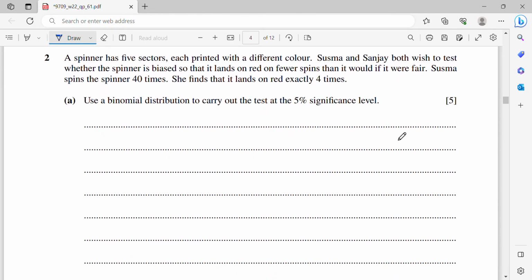Now question 2. A spinner has 5 sectors, each printed with a different color. Susma and Sanjay both wish to test whether the spinner is biased so that it lands on red on fewer spins than it would if it were fair. So when it is biased, it means that the spinner will land on the red section on fewer spins. Susma spins the spinner 40 times. She finds that it lands on red exactly 4 times. So this is fewer spins, right?